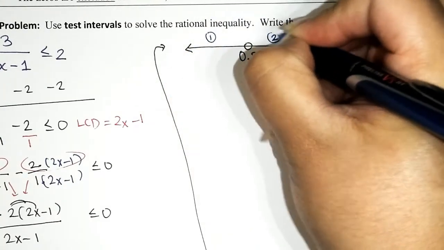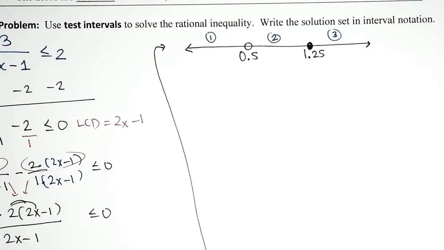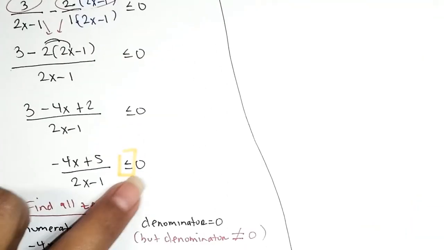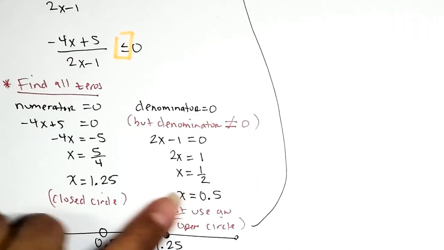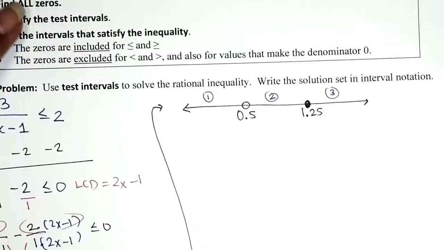Okay, step number 1, how do we solve a quadratic inequality? Oh, sorry, wrong problem. Step number 1, how do we solve a rational inequality? First, we have to put 0 on one side, have a single fraction on the other, then find all zeros, then use those zeros to split the number line into test intervals.